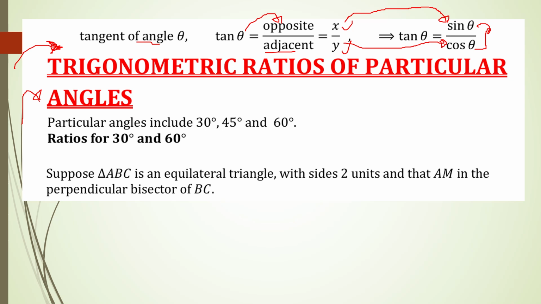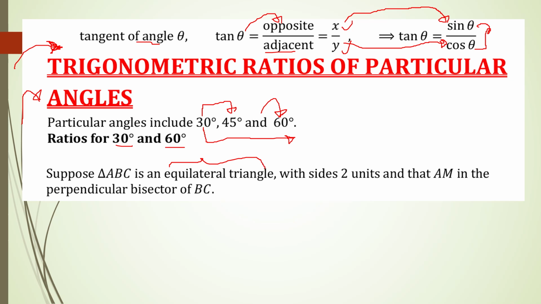Now, when we're having special angles in trigonometry, there are only three: 30 degrees, 45 degrees, and then 60 degrees. For each of these angles, you must be clearly in a position to state their fractions according to a right-angled triangle, and you're going to look at that in this video. For ratios of 30 degrees together with 60 degrees, we are going to get them using an equilateral triangle.